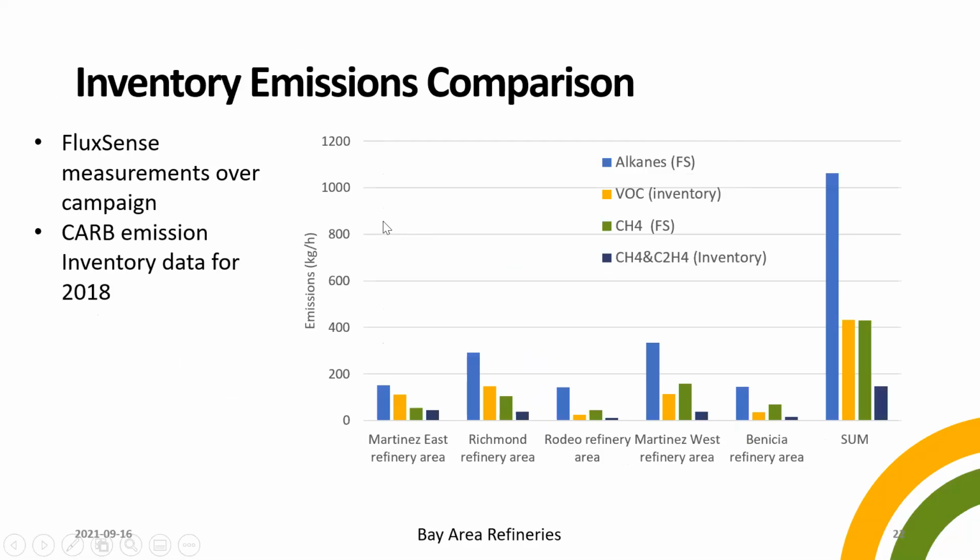Okay, in this study we have compared our measurements to inventories, to the CARB emission inventory data for 2018. You can see here in blue the alkane measurements done by FluxSense, and in yellow the CARB VOC inventory, for the different refineries. If you add them all together, there's a factor of approximately 2.5 between what is in the inventory and what is actually measured.